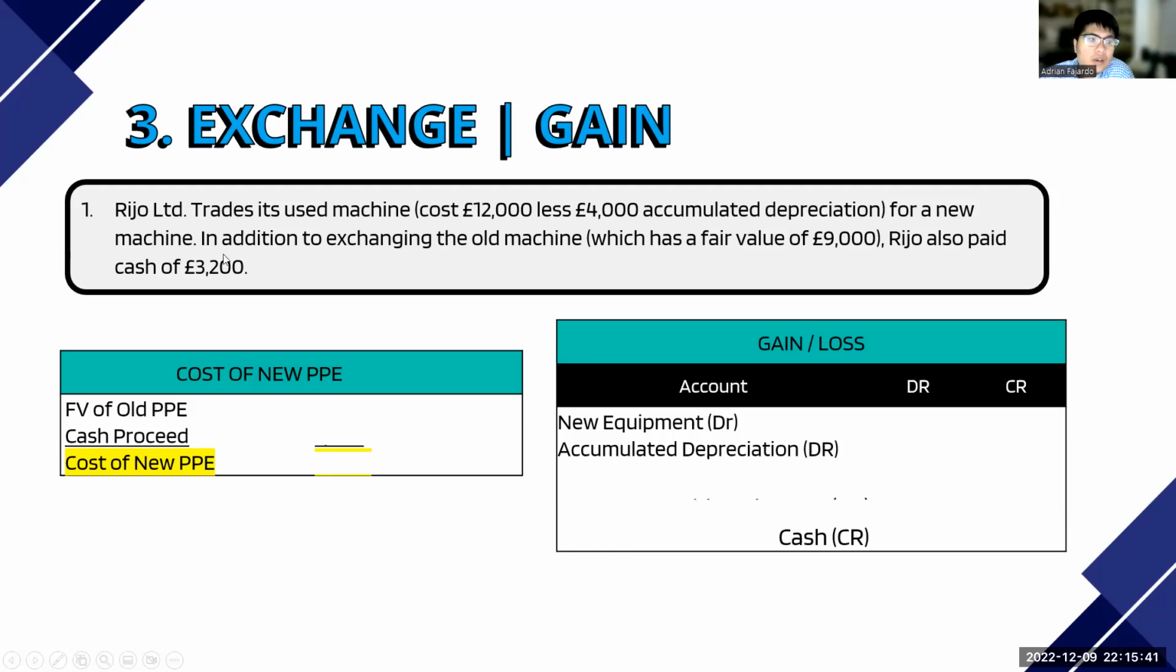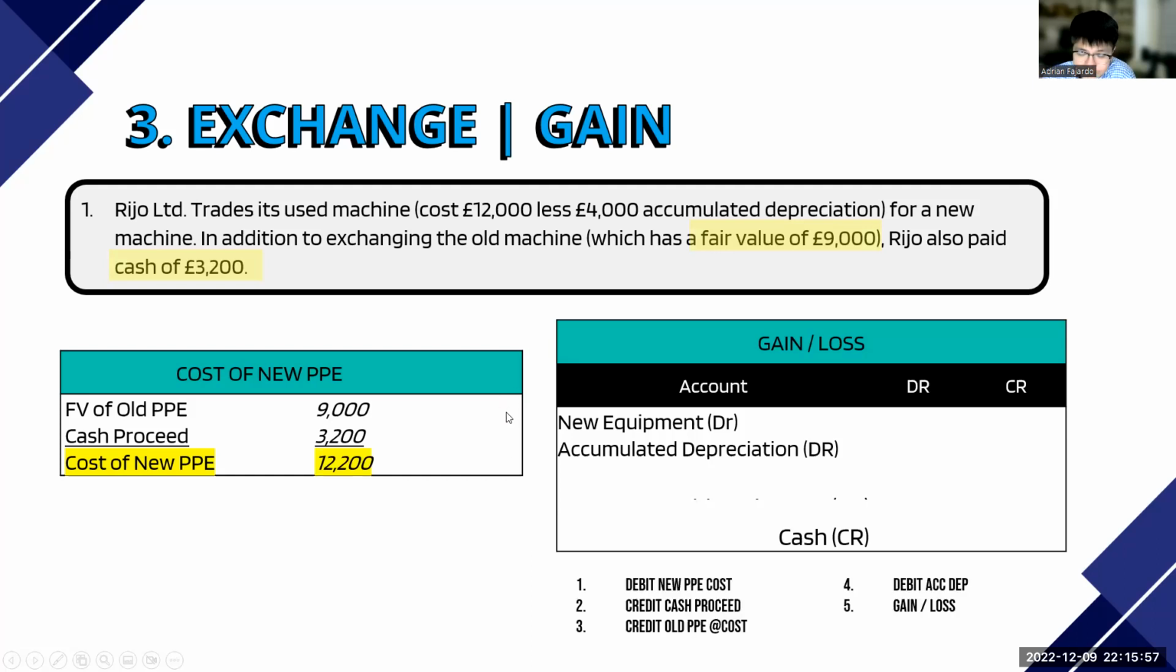Si Riho, same format. First step, what is the cost of the new PPE? FV of old PPE is 9,000 plus the cash proceed of 3,200. So your cost of new PPE is 12,200. Ano ulit yung format natin? Debit new PPE cost of 12,200. Credit a cash proceed of 3,200. Credit the old PPE at cost of 12,000.